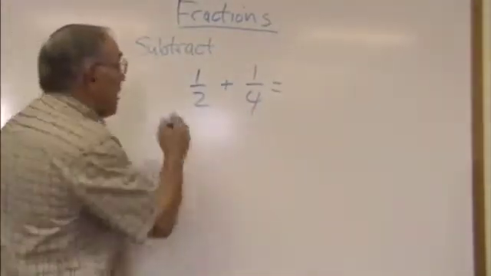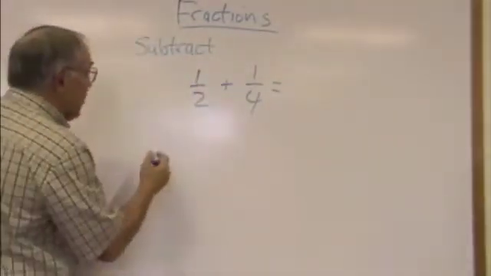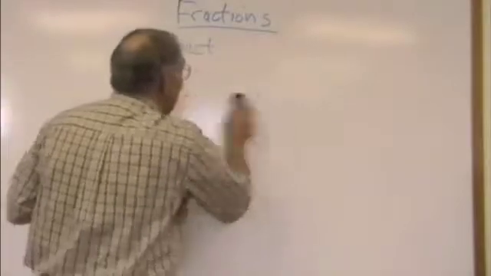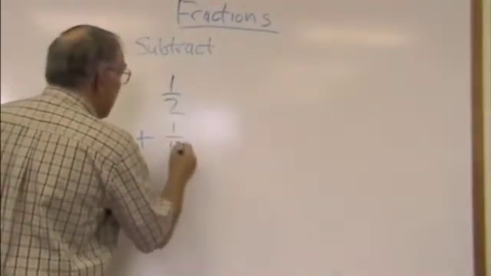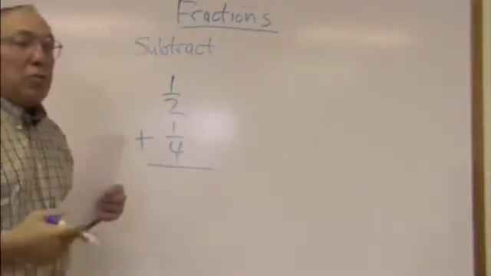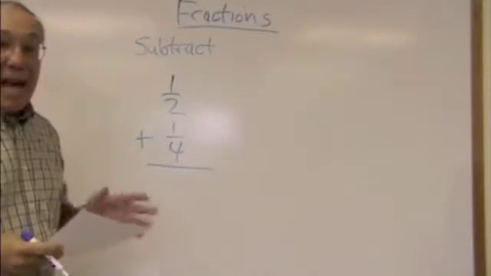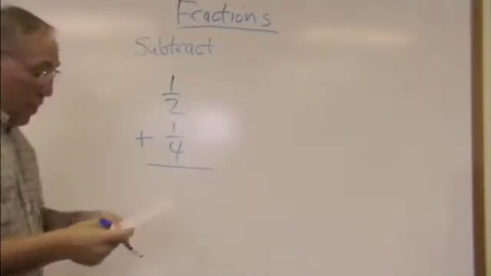First thing we're going to do, instead of working across horizontally like this, we're going to set this up vertically, so give me some room. I'm going to do 1/2 plus 1/4. I know I'm going to have to change these fractions to equal fractions that have the same denominators. We call those common denominators. So how do we do this?